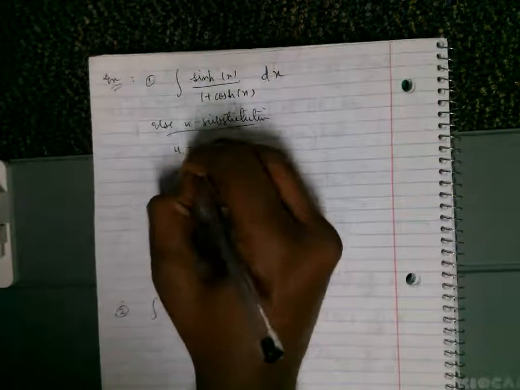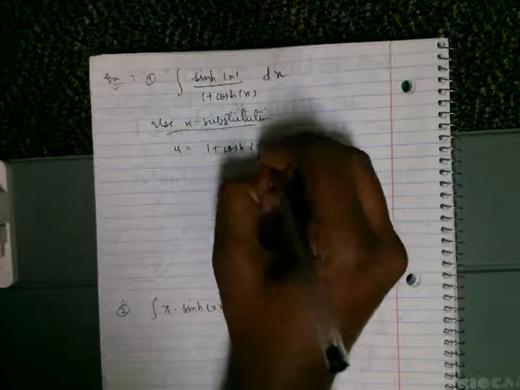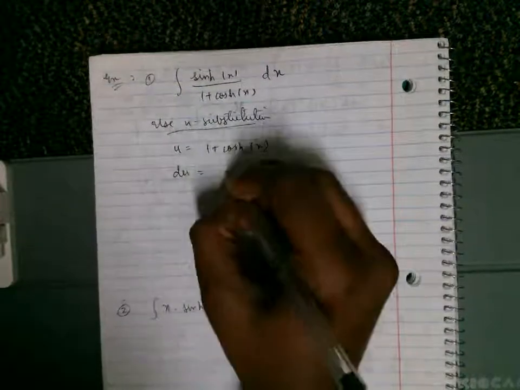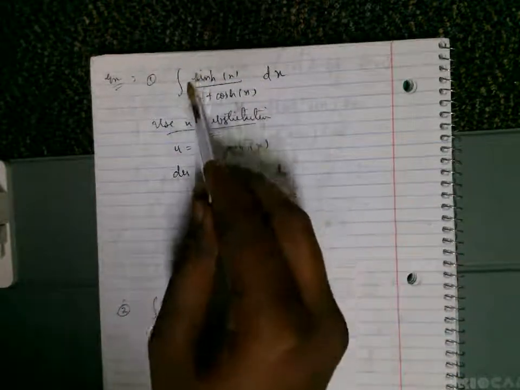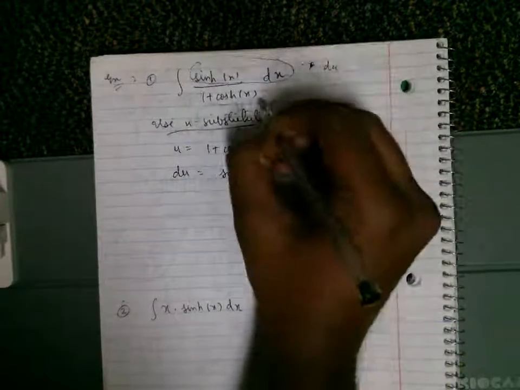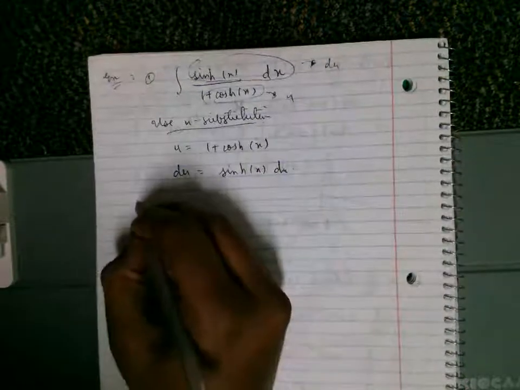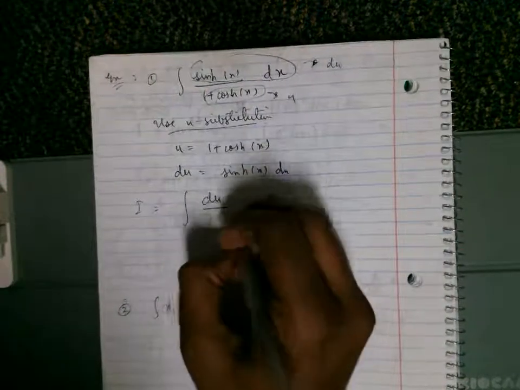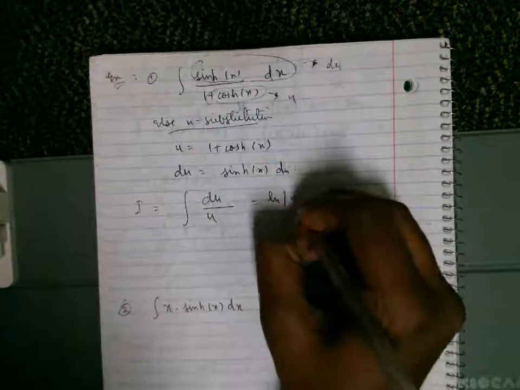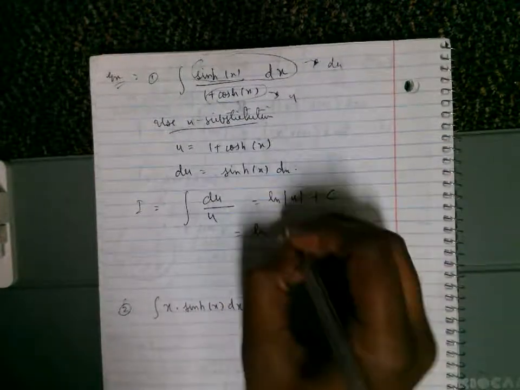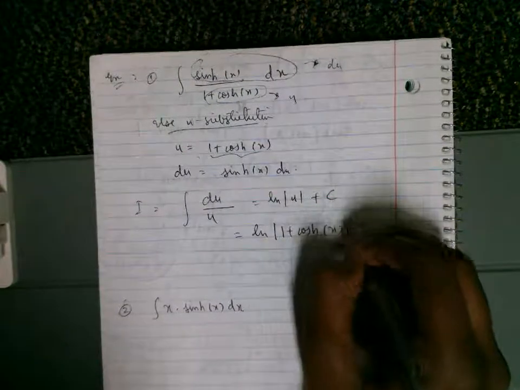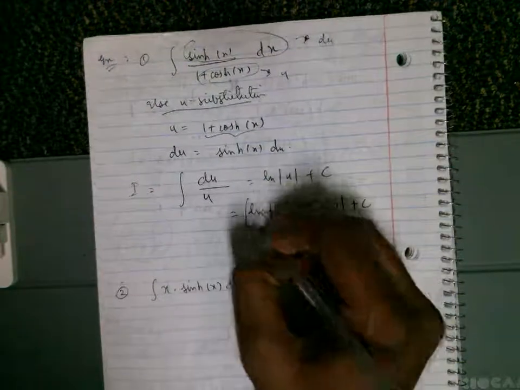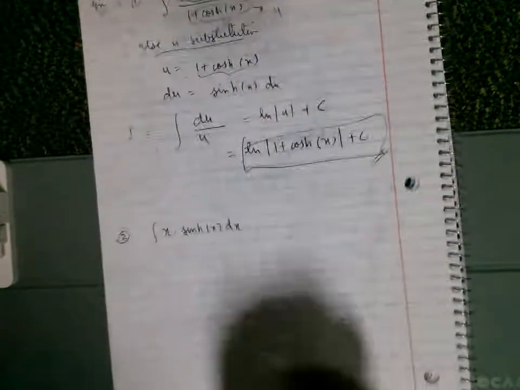So let's take u is equal to 1 plus cosh of x. We know that du is equal to sinh of x dx, right? Then sinh of x dx becomes du, and the denominator becomes u. So I is basically the integration of du by u. So this is log mod u plus c. Now, as we had taken u to be 1 plus cosh, this can be written as log mod 1 plus cosh of x plus c. So this is our final answer.